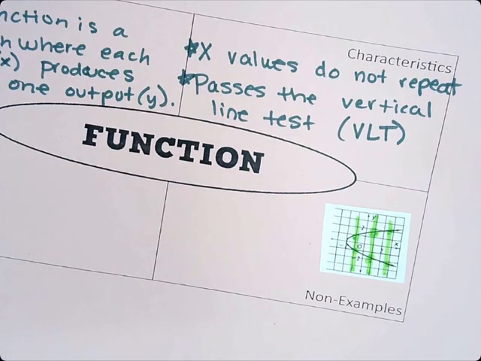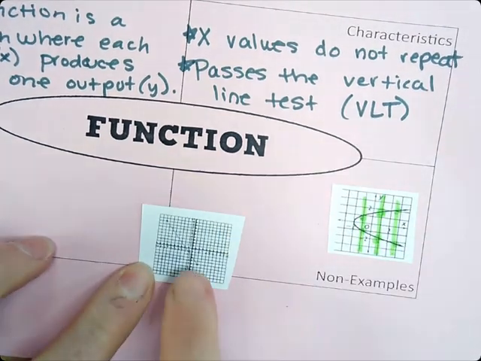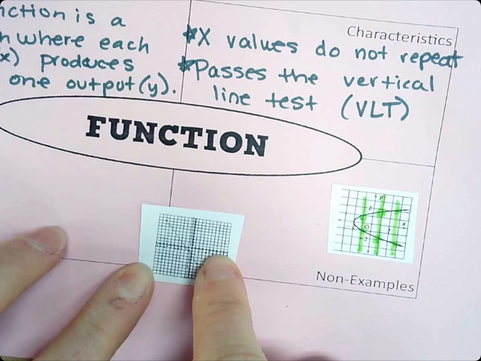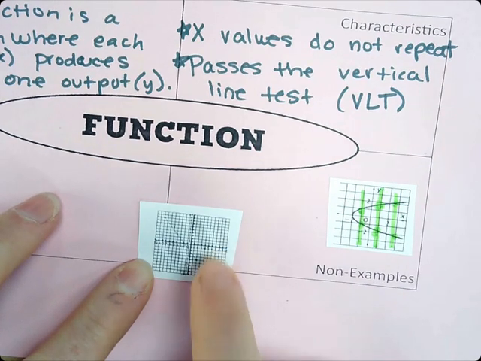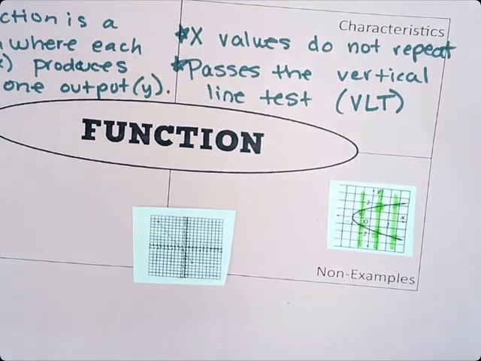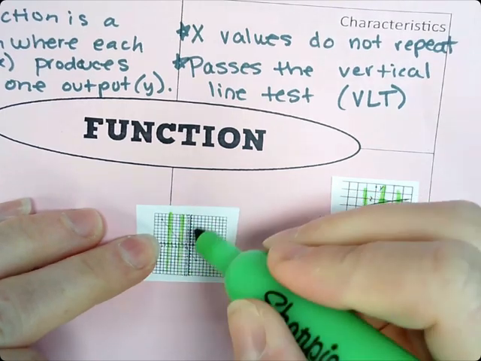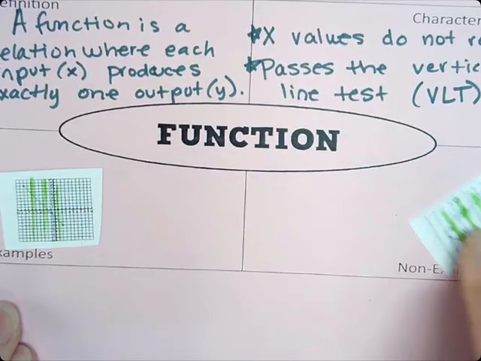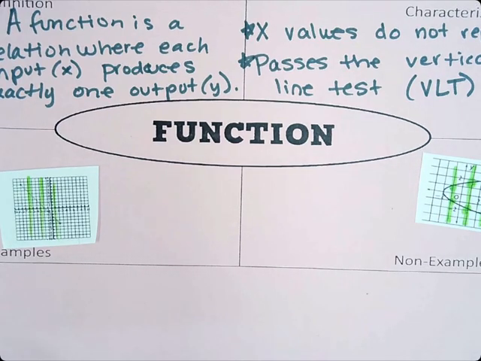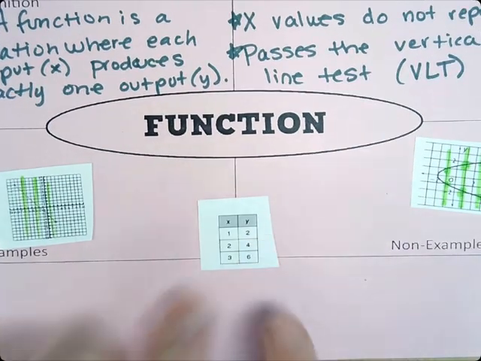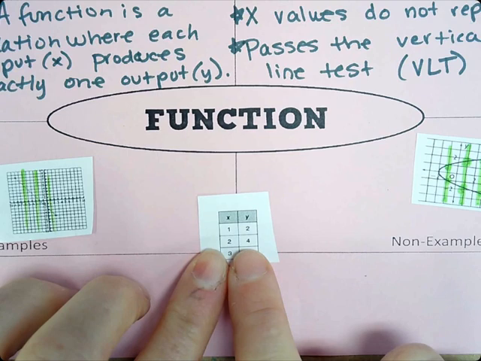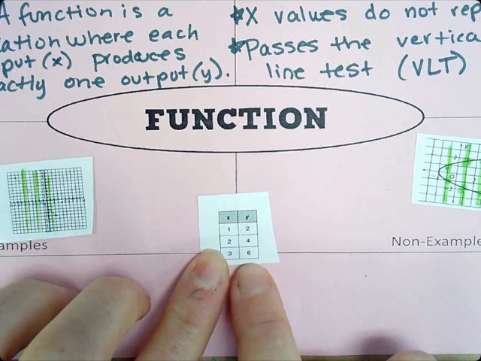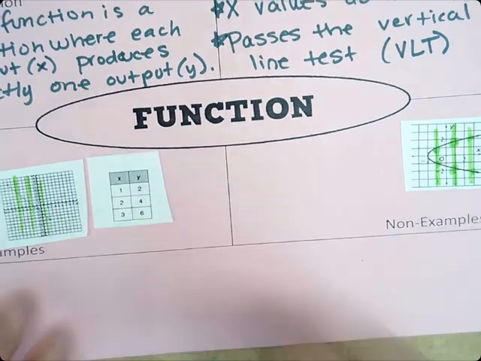Ooh, this one's hard to tell. On this one, you just have to make sure that you can see your numbers, everything's upright. It's just a line that goes from one area to the next. It passes the vertical line test, so that is an example. This table, 1 matches with 2, 2 with 4, and 3 with 6. X's don't repeat, so this is an example.